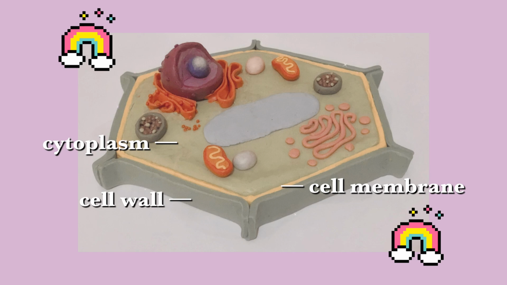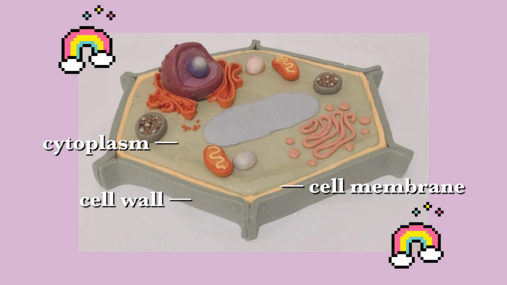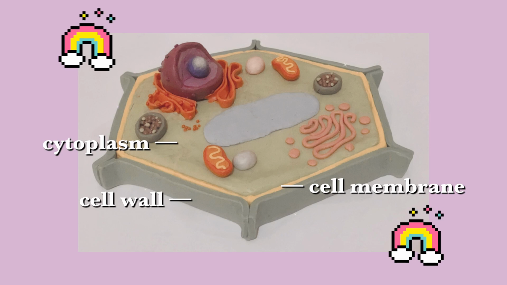The cell wall is a structural layer composed of cellulose that is located just outside the cell membrane of a plant cell. It provides the cell with both structural support and protection, and also acts as a filtering mechanism.